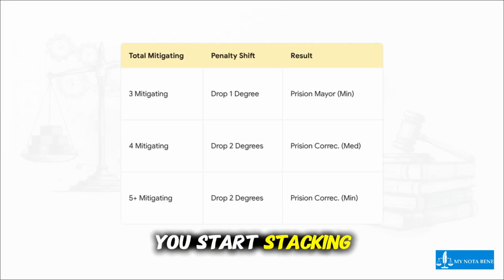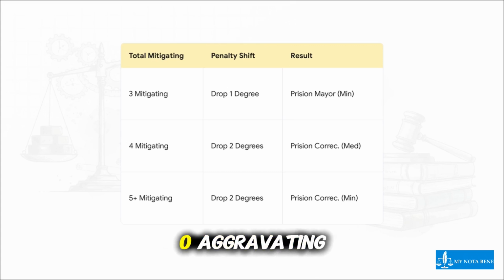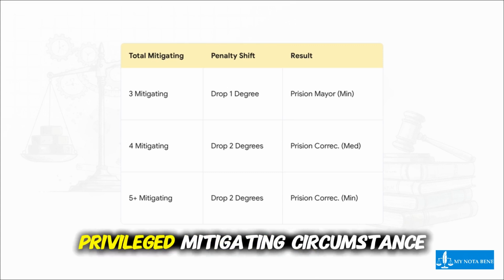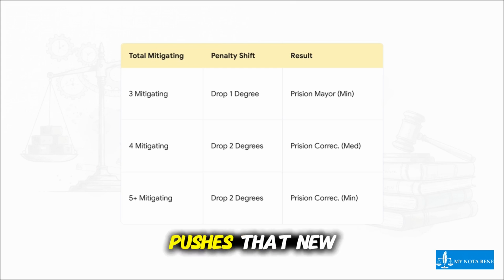Now, what if you start stacking multiple mitigating circumstances? Say you have 3 mitigating and 0 aggravating. The first 2 act as your privileged mitigating circumstance, dropping the penalty by 1 degree, and that third one pushes that new maximum penalty into the minimum period.